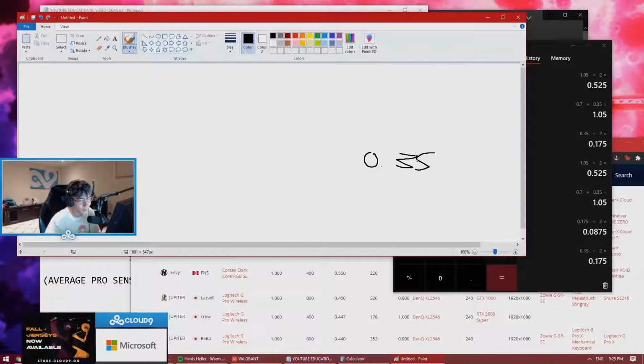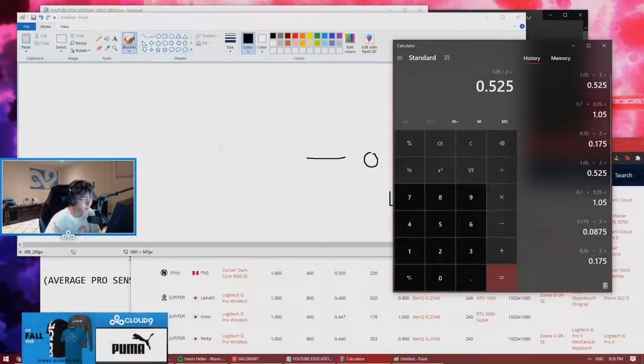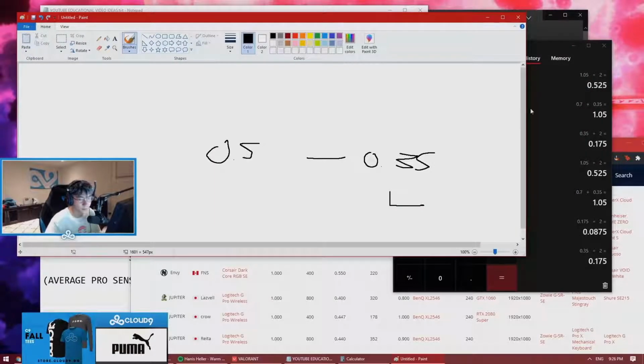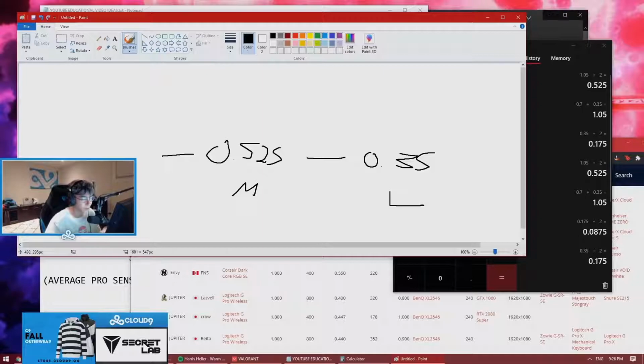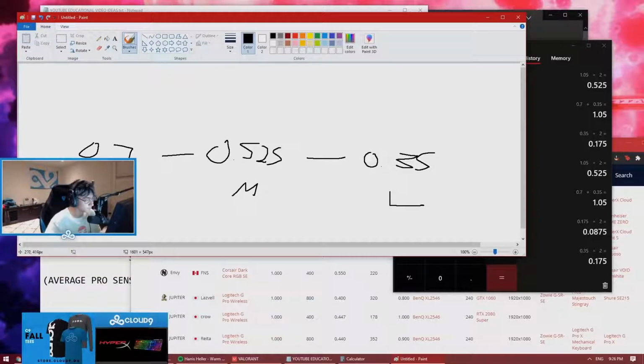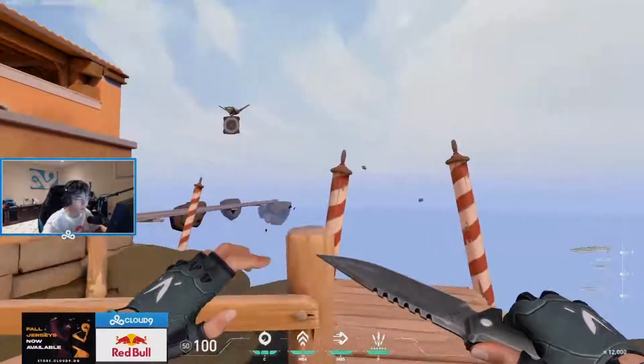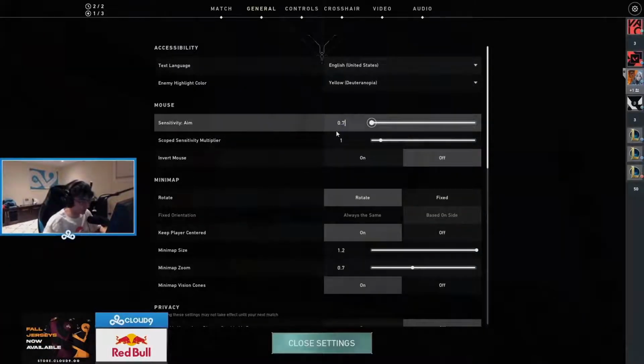0.35 is the low sensitivity. Right here is 0.525. That's the medium. Over here is 0.7. So 0.7, this is the high sensitivity. Now, once again, I want to choose which one I like better, 0.35 or 0.7. So I'm going to go back into the range. I'm going to go on 0.7 at first.